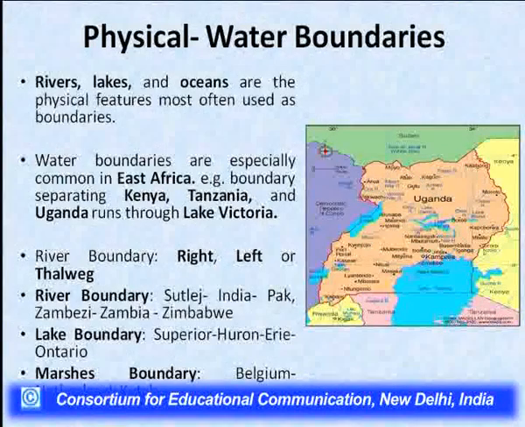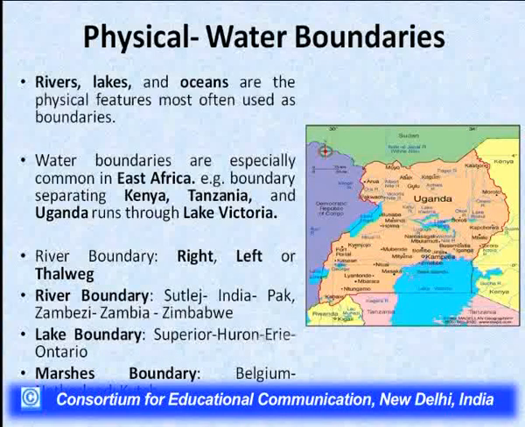Sometimes lakes also make the boundary between different states, like Lake Superior, Lake Huron, Lake Erie, and Lake Ontario. They make the boundaries between the USA and Canada. Sometimes marshes also make the boundaries between different states, as we can see in the example of Belgium and the Netherlands, where there is a boundary made by marshes. In fact, in Indian territory, in the Gujarat or Kutch region, there is a boundary between India and Pakistan which is made by marshland.